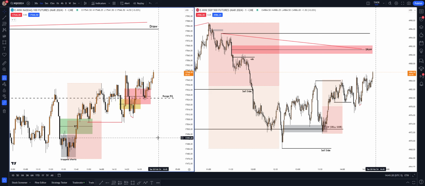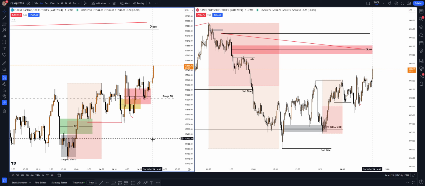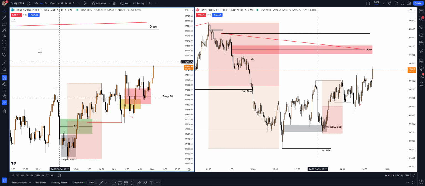I'm in the 2:39 candle. Where's 2:39? 2:39, this one. Yeah, that's a propulsion block.